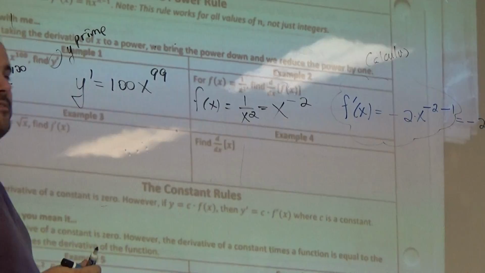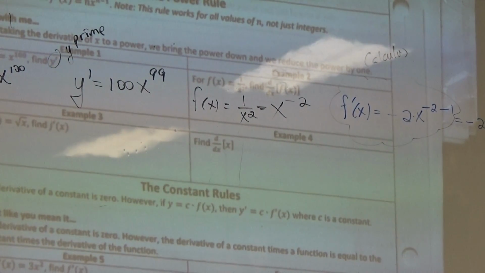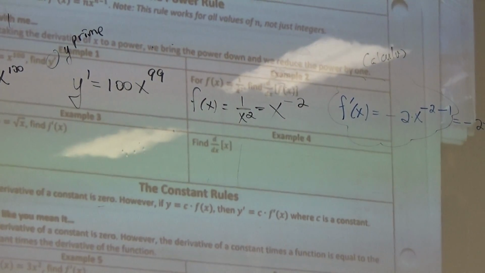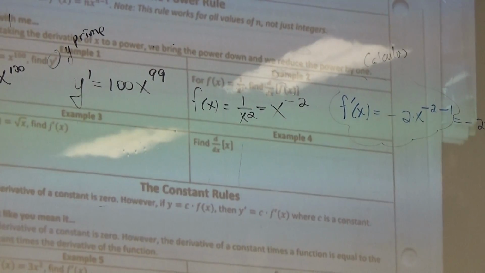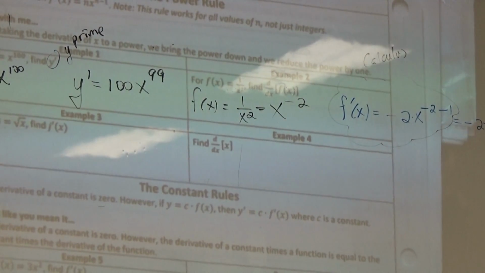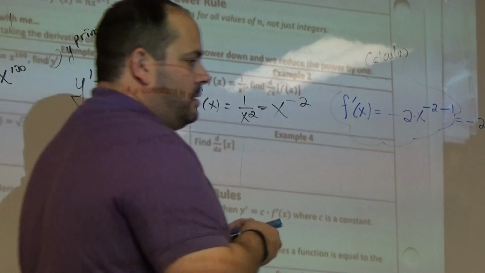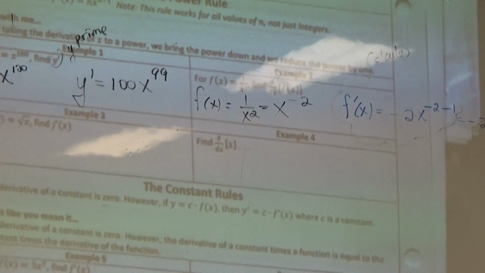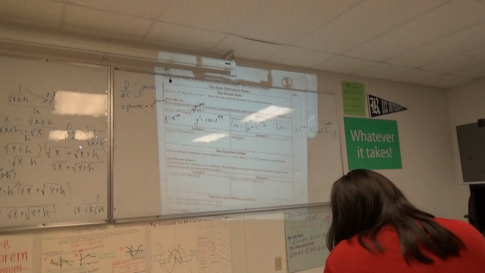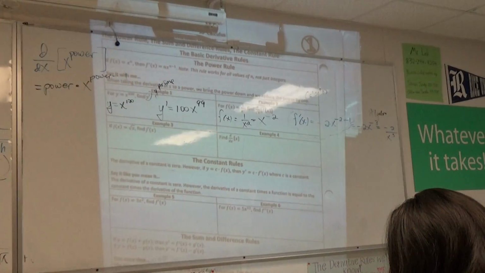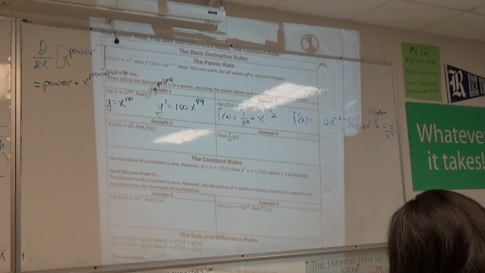And if anybody had found the derivative of 1 over x squared on the front in the do first, you would have gotten negative 2 over x cubed. Okay, 2 minutes. Show me what you can do with examples 3 and 4. Only use the power rule when you're looking at x to a power.